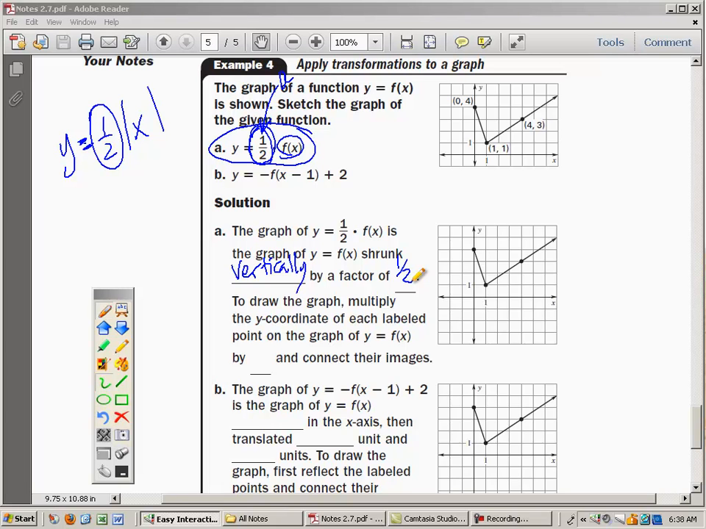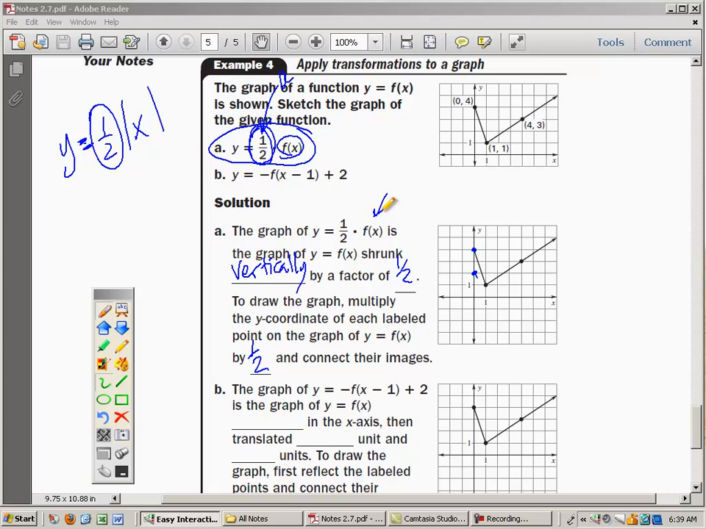Basically, it says to draw the graph, multiply the y-coordinate of each labeled point in the graph by 1/2 and connect their images. So this point here on the new graph is going to be half as high. Right now it's at 4, so half of that's 2. The x values don't move left or right because there's nothing else in the parentheses with x. It's just simply f of x. When we get to our next example, there's going to be something more to that.